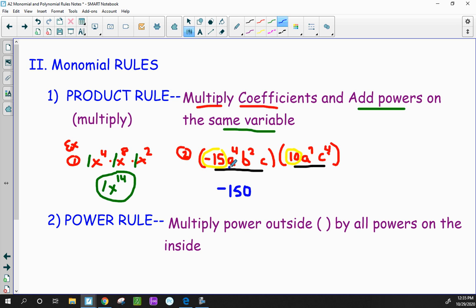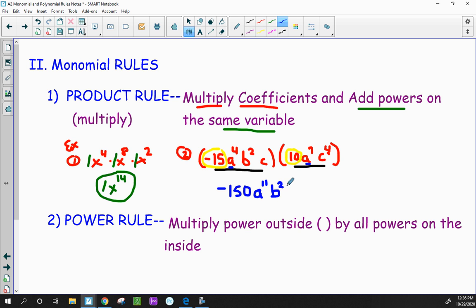The first one I have a to the 4th and a to the 7th. And so all I've got to do is drop my a term down, and add 4 plus 7 and call it 11. Next I look at the b. This first monomial has b to the 2nd, and the second monomial doesn't even have a b. But we are multiplying these together, and so because one of them has a b term, you have to drop it down. And you're just going to recopy it.